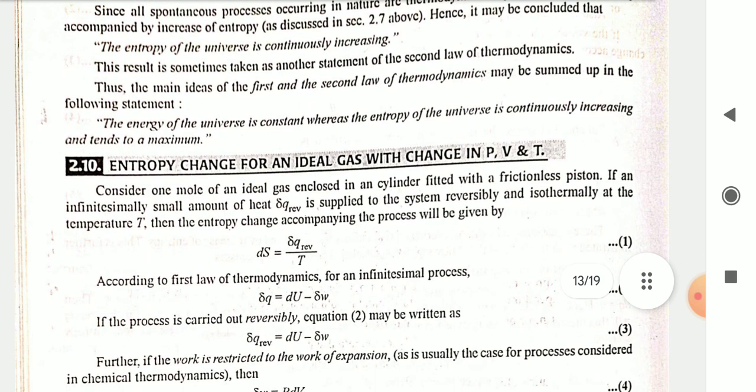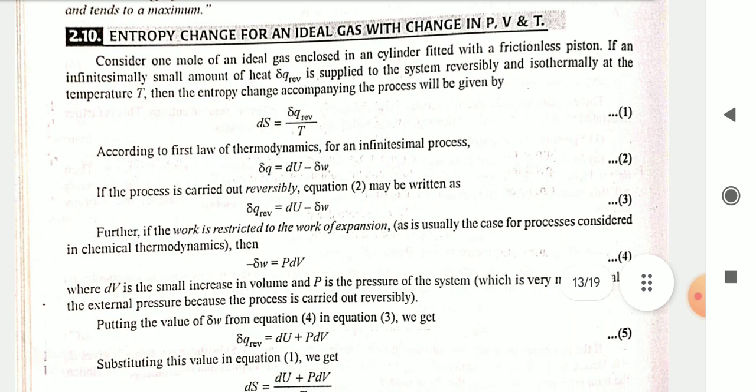Consider 1 mole of an ideal gas enclosed in a cylinder fitted with a frictionless piston. If an infinitely small amount of heat dq reversible is supplied to the system reversibly and isothermally at the temperature T, then the entropy change accompanying the process will be given by dS is equal to dq reversible by temperature T. According to the first law of thermodynamics for an infinitesimal process, dQ is equal to dU minus dW. If the process is carried out reversibly, equation 2 may be written as dQ reversible is equal to dU minus dW.